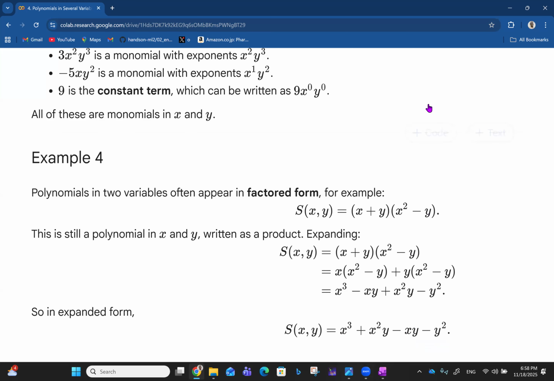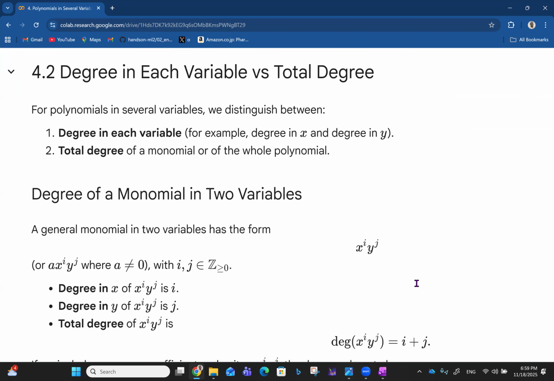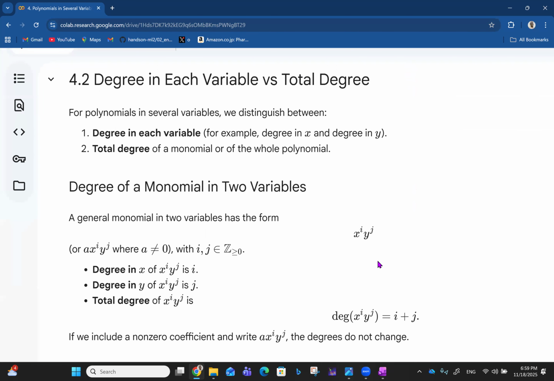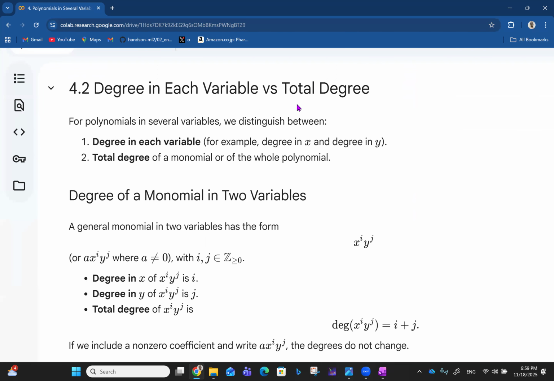Of course, the other method you can use is the box method, where you have xy on the rows and x squared minus y on the columns, and then you multiply and you get the same results. Okay, for 4.2 now, we want to talk about degree in each variable versus total degree. For polynomials in several variables, each variable has a degree, and we have a total degree. These are of essence, seriously.